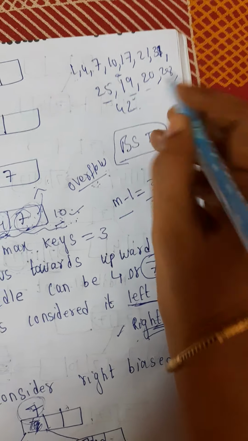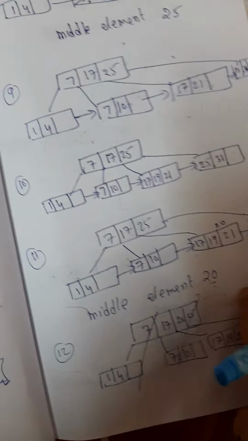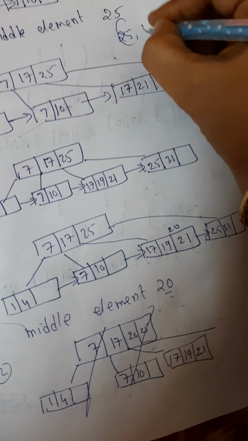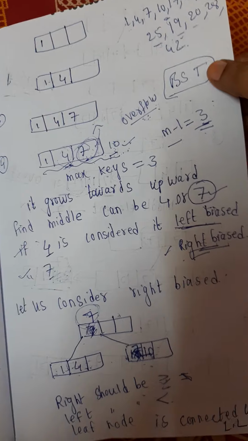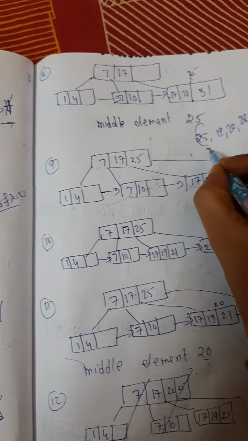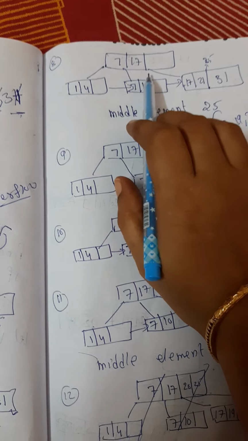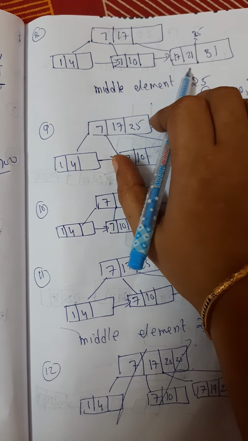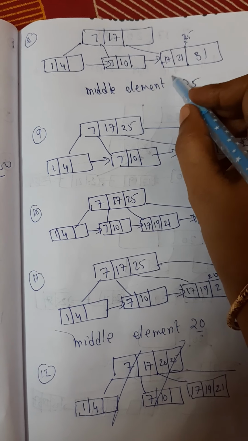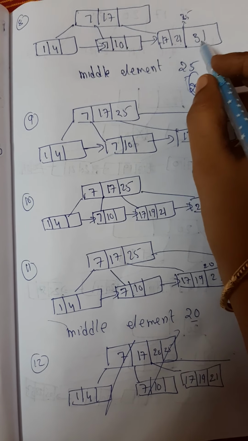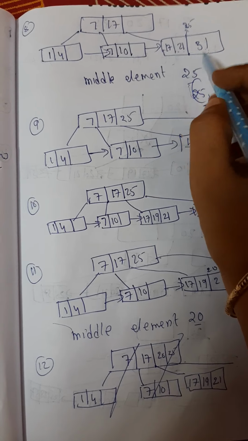Now what are the next elements you have? 25, 19, 20, 28, 42. I'll just write down here. Okay, we'll continue. The next element we have is 25. So 25 is greater than 17, so it comes to the right. Now 25 will come between 21 and 31. It will come here between these.